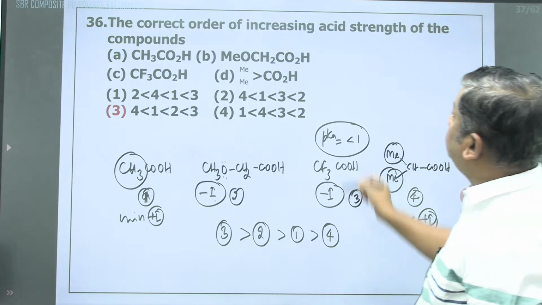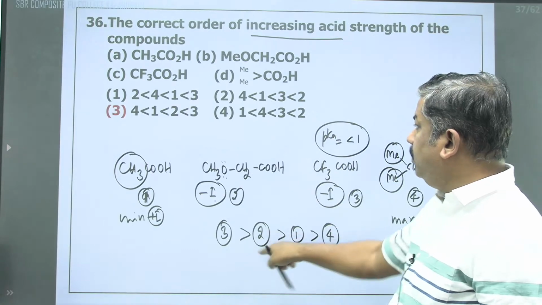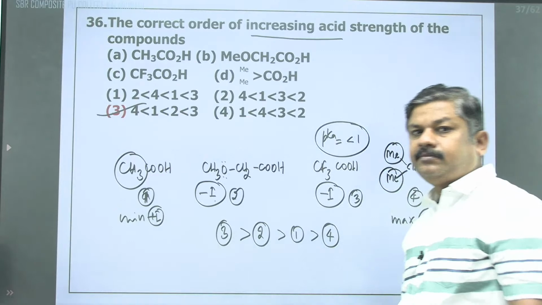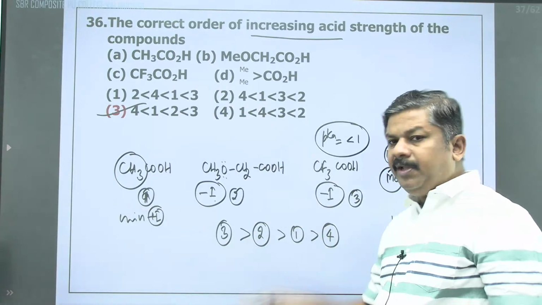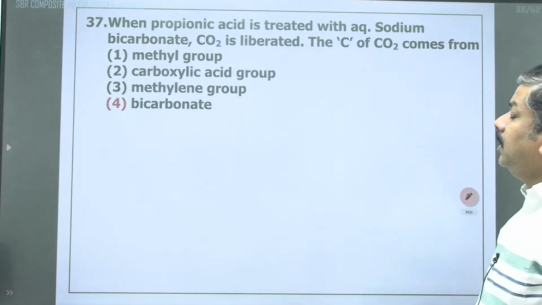3, 2, 1. They are asking about increasing order. Increasing order means reverse. You have to take 4, 1, 2, 3. 4, 1, 2, 3 means only the third option is correct. Clear, students? This is mainly because of the presence of electron releasing or electron withdrawing groups.